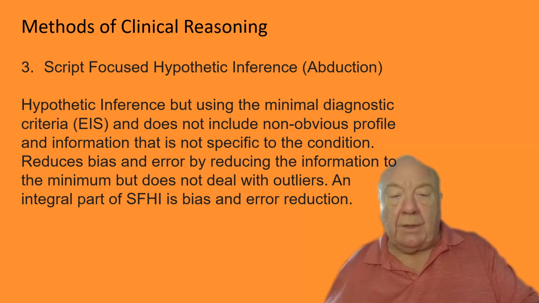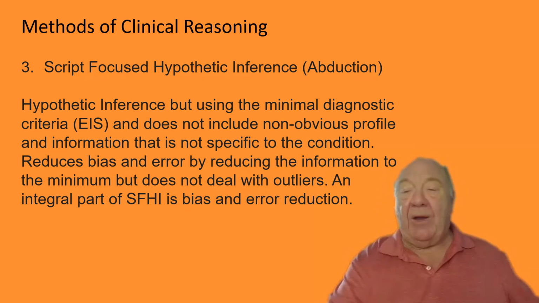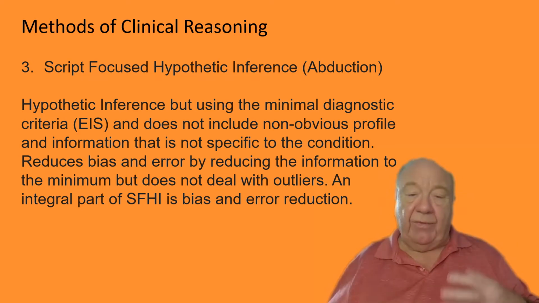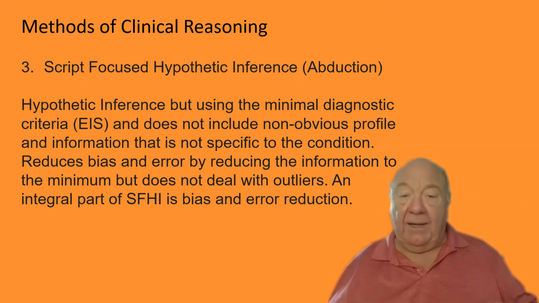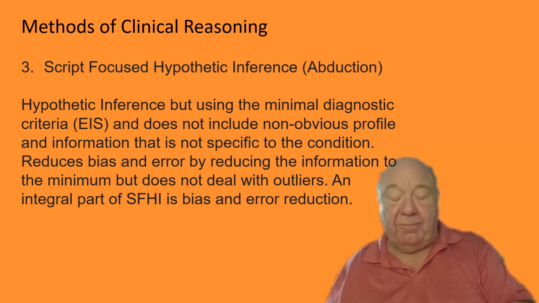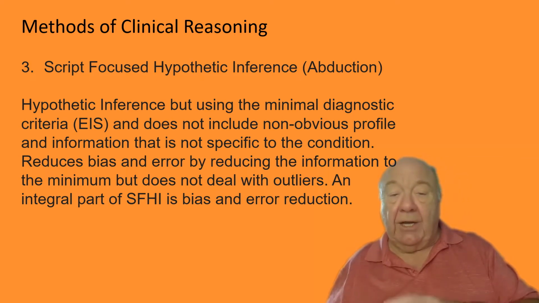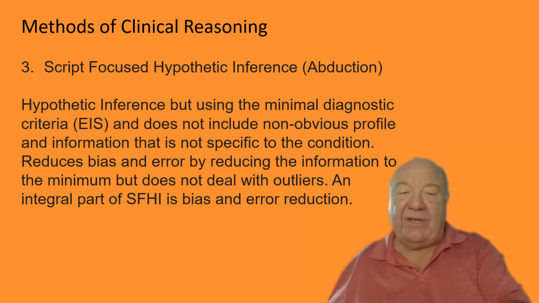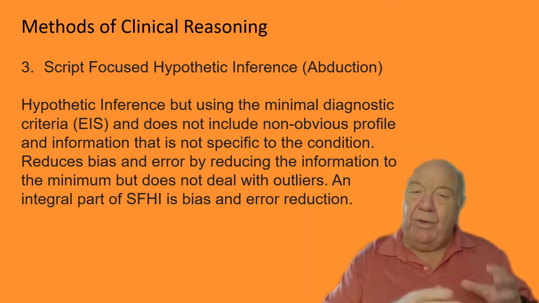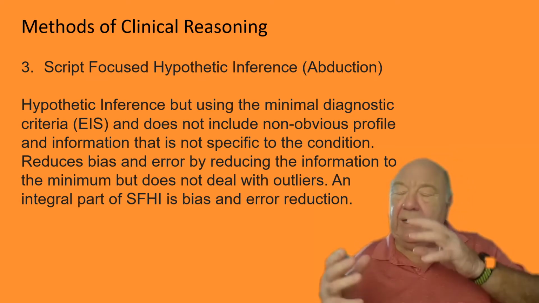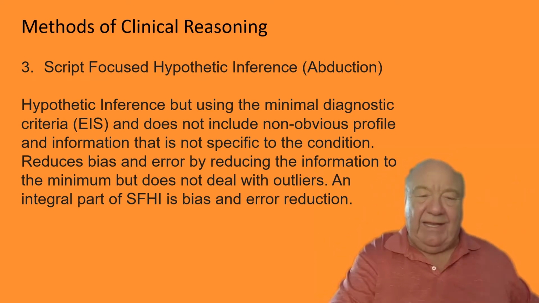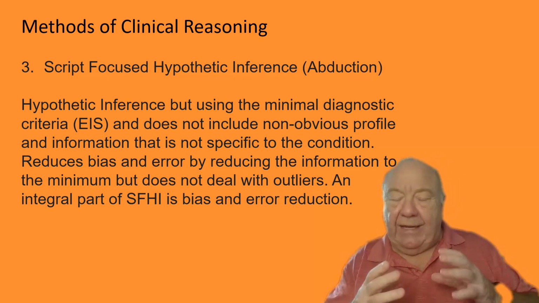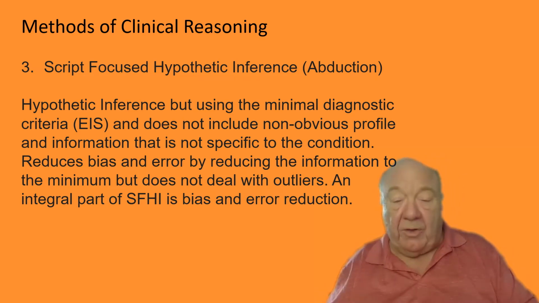So we don't worry too much about their profile, except for male or female. So if we think about back pain being caused by prostate cancer, it's obviously then it becomes an issue. And you don't look at information that's not specific to that condition. So this reduces bias and error by reducing how much information you have to take in. The error comes when you get overwhelmed by the amount of information.